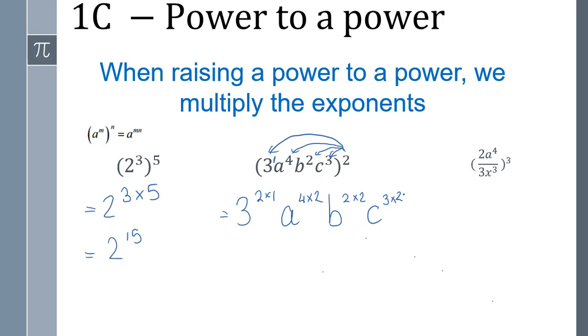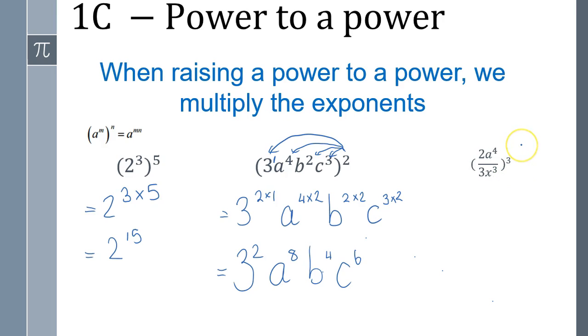So this line of working here, you do not need to do it. I'm just showing you what my thinking process is as I go. So 3 would become 3 to the power of 2, A to the power of 8, B to the power of 4, C to the power of 6. So raising a power to another power, we're multiplying the powers. And if there's no power on one of these numbers or letters, you just pop the power on the outside of the bracket onto it.